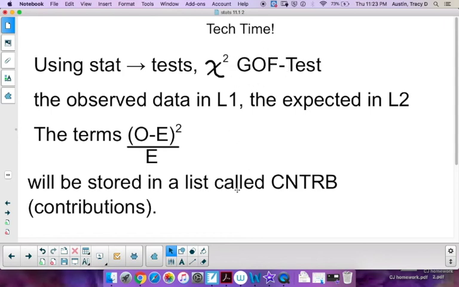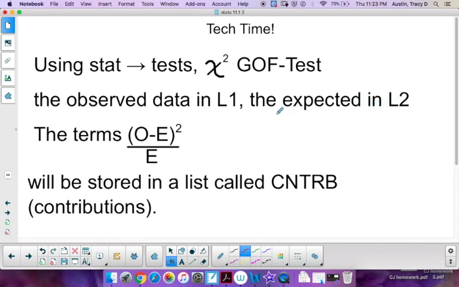Okay, here's where the data has to go. You go into your lists, like where we would put our data if we were going to do a histogram, or if we were going to graph it like linear. So you put your observed data in L1 and your expected data in L2. And if you go to the GOF test in your calculator, it's going to ask you where is your observed and where is your expected.